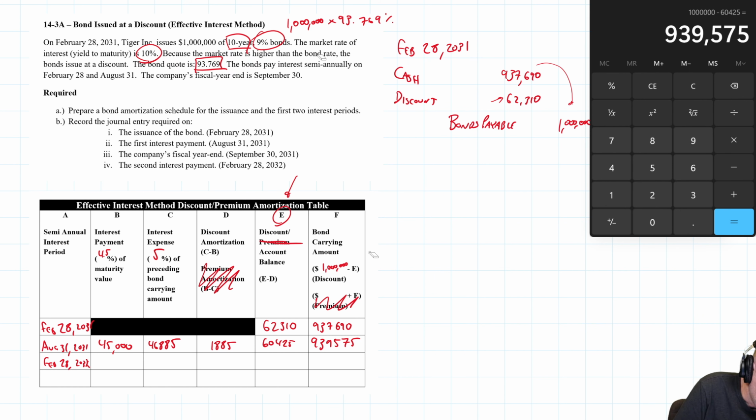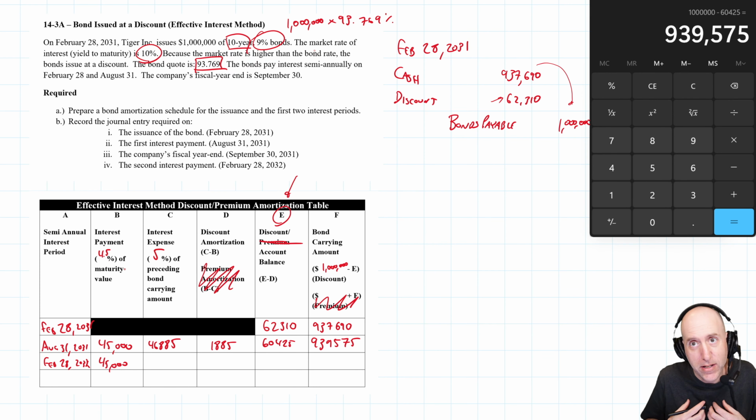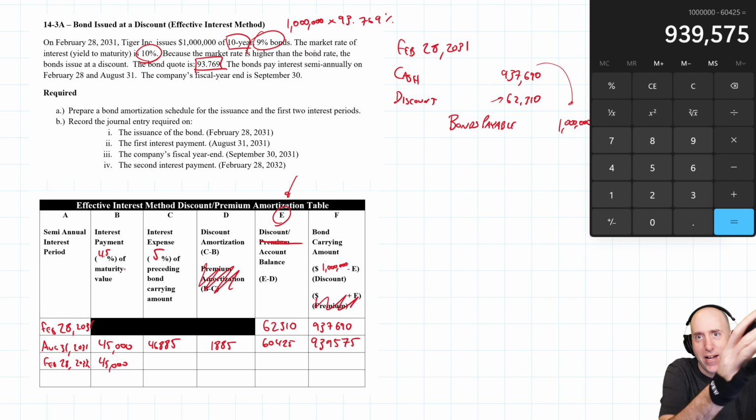Let's continue. Our second interest payment is $45,000 because it's 4.5% of the maturity value, and that number doesn't change. The investor who buys our bond wants that steady eddy cash flow. We as the borrower want the steady eddy cash outflow, right? We want certainty around our borrowing costs, and that's what a bond offers.